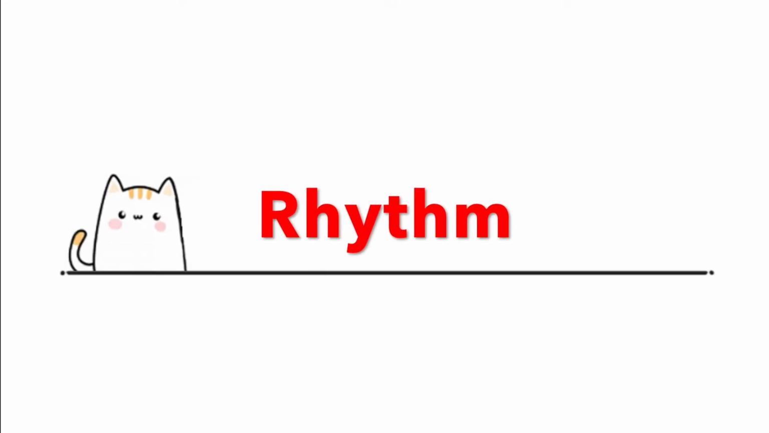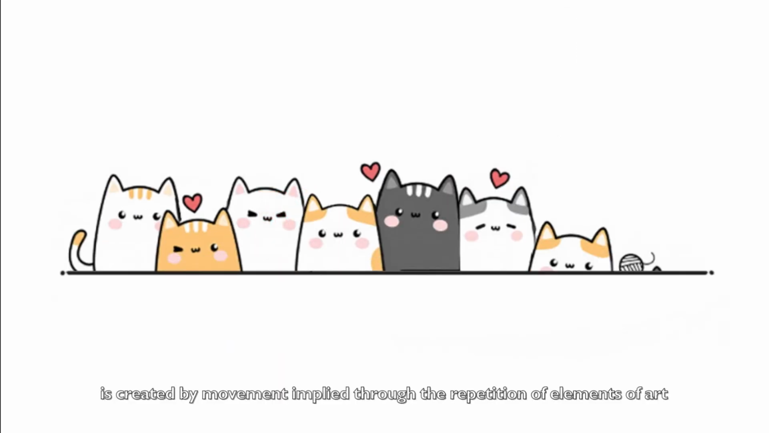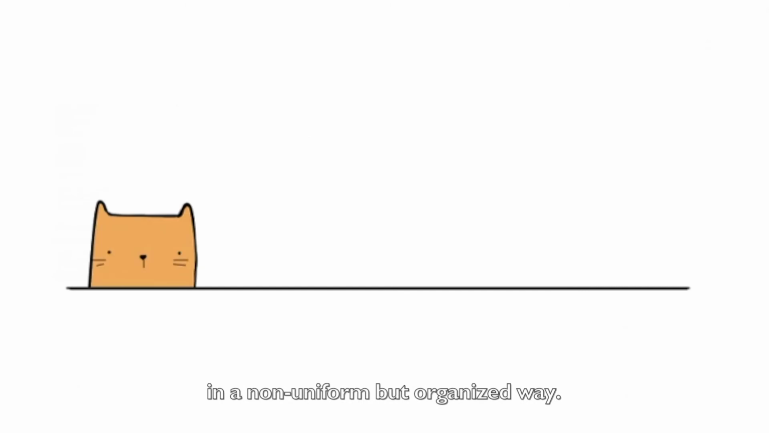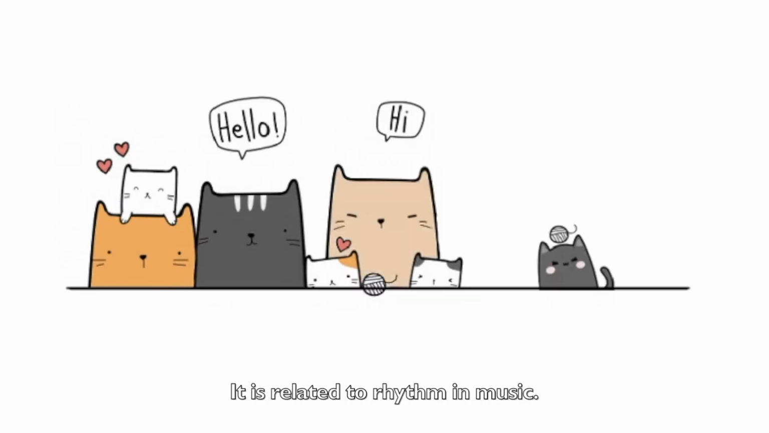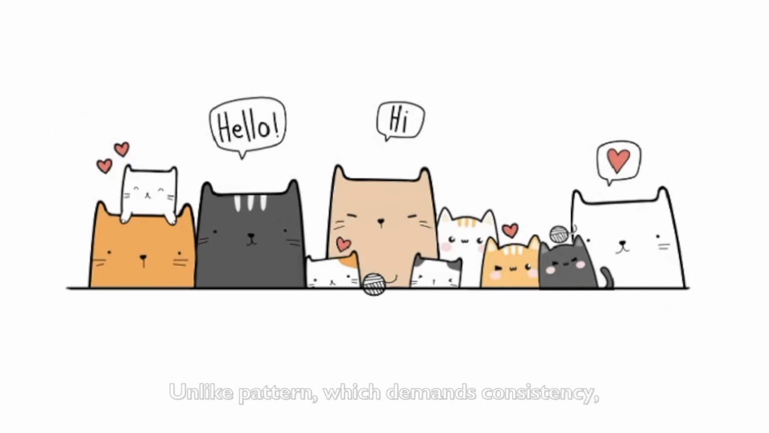Rhythm is created by movement implied through the repetition of elements of art in a non-uniform but organized way. It is related to rhythm in music. Unlike pattern, which demands consistency, rhythm relies on variety.